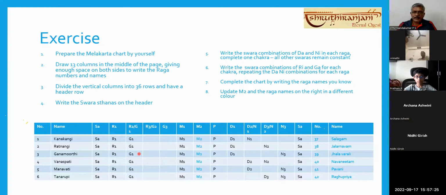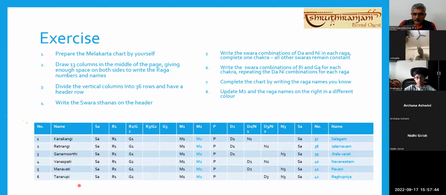Right. After that, you can write the names. Okay. So for writing the names, you can look at the chakra chart. You can first write the names of the ragas that you already know. You know Maya Malagola because you learned that. Harikambhoji, you know. Kalyani, you know. Right? These are all Purna ragas.